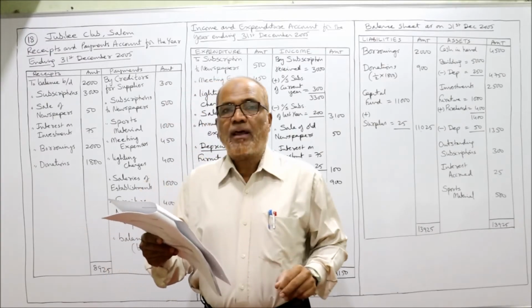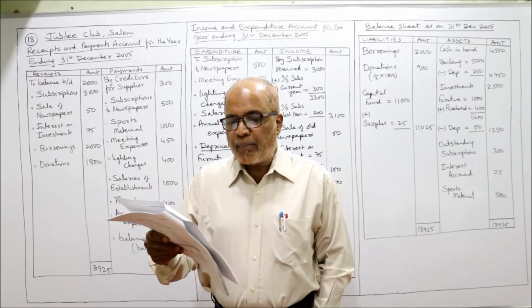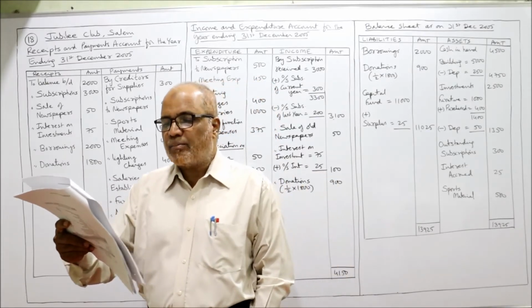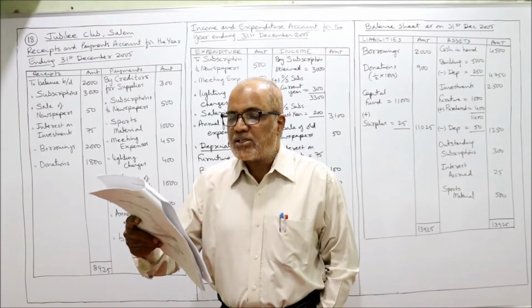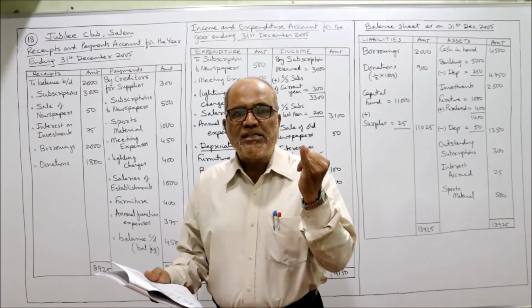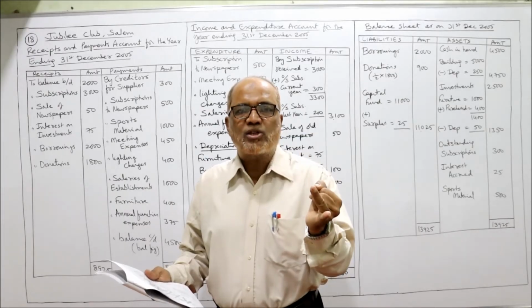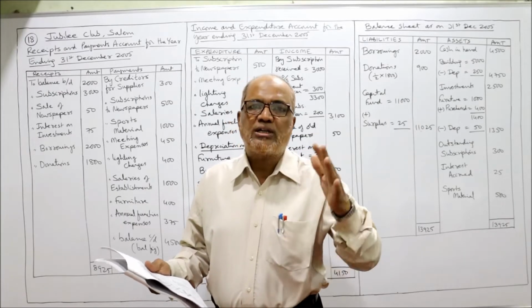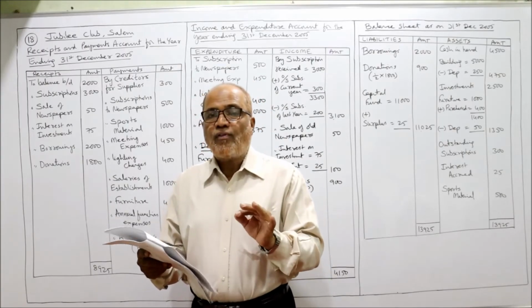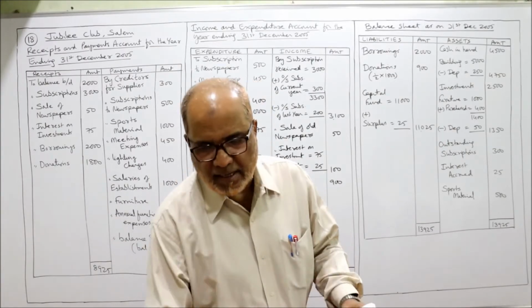Now see the last paragraph, what it is asking you to make. Prepare a receipts and payments account and income and expenditure account for the year ended 31st December 2005 and a balance sheet as on that date. So in this problem, you are required to make the receipts and payments account, income and expenditure account and balance sheet at the end of the year. That's what we have to make, right? First of all, we have to make the receipts and payments account.